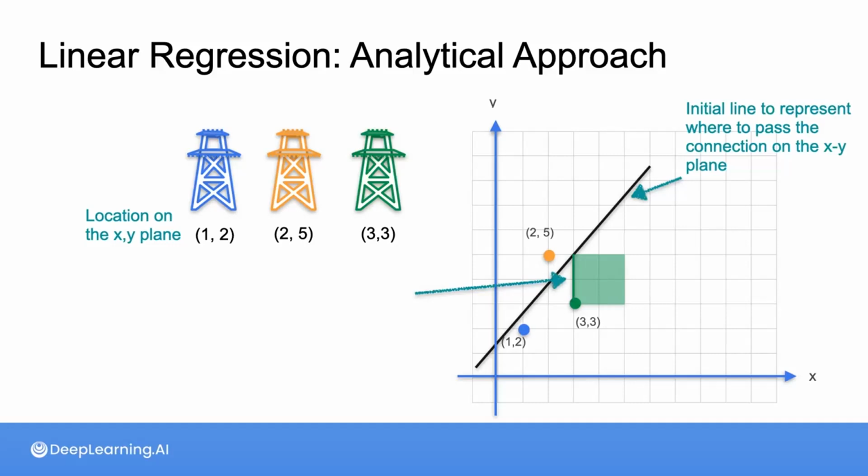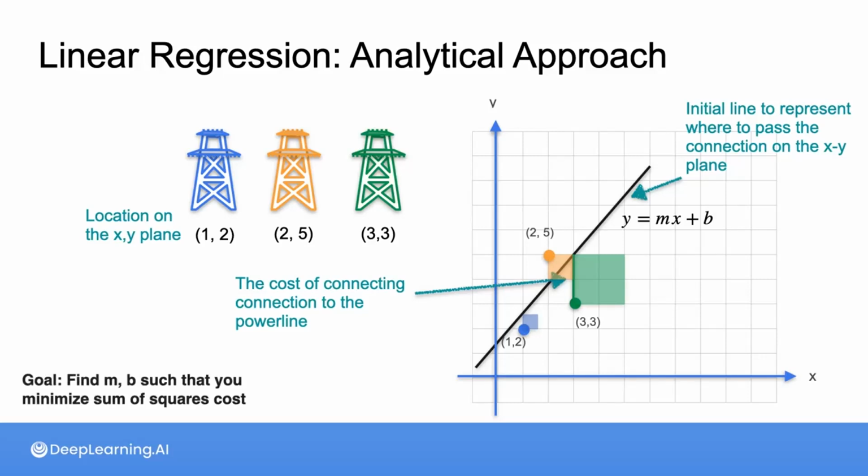So here are the 3 connections and the 3 costs. So the costs are the areas of the 3 squares, and the total cost is the sum of these areas. Now, the point is to find the perfect line that reduces this cost and minimizes it. And that becomes a mathematical problem, because the line can have an equation such as y equals mx plus b, where m is the slope and b is the y-intercept. And the goal is to find the optimal m and b to minimize the sum of squares.